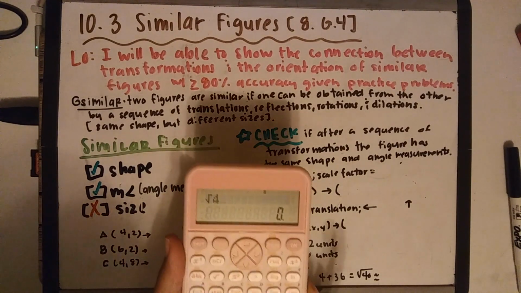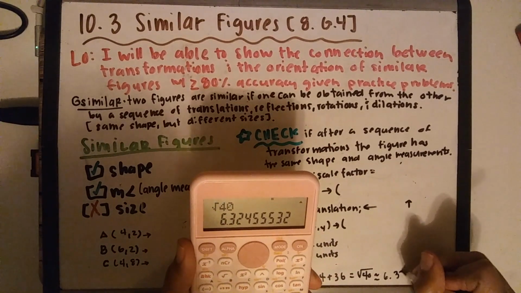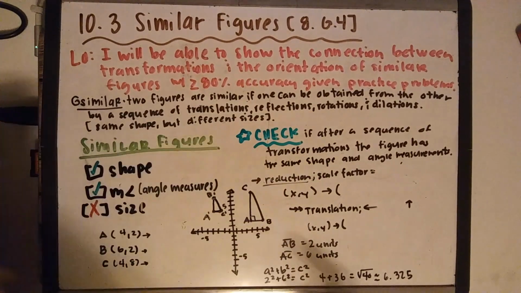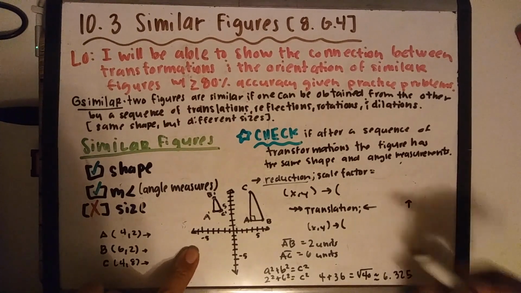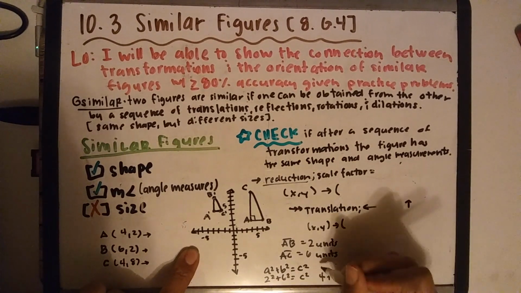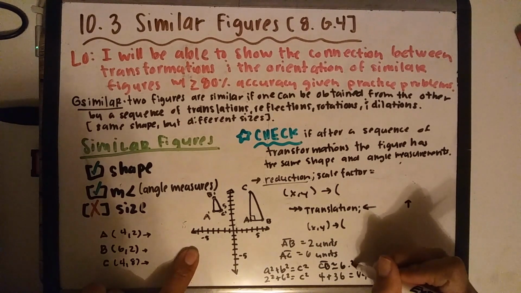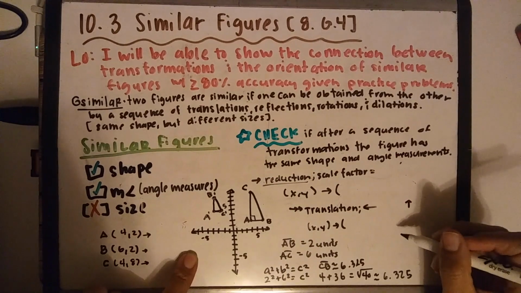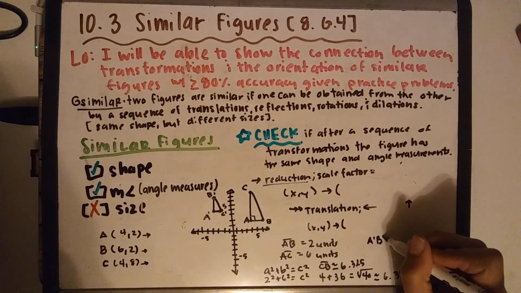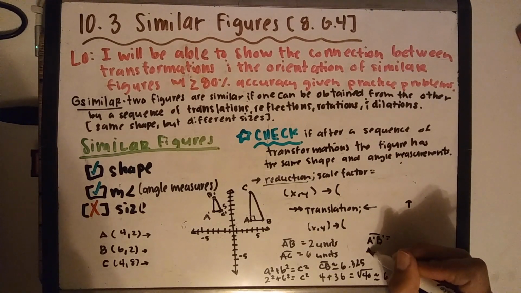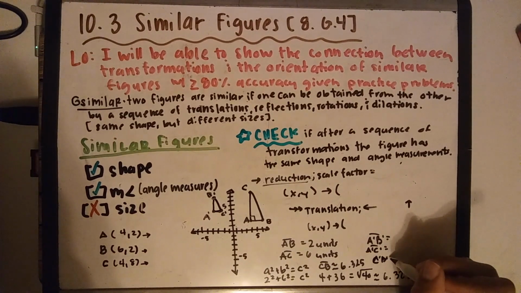So, square root of 40, I get approximately 6.325. I'm going to stop there because it keeps on going. It's an irrational number, so it's not a perfect square. So this is my CB, about 6.325 units. And let's look at this one right here. I have A prime, B prime, A prime, C prime, and then C prime, B prime.